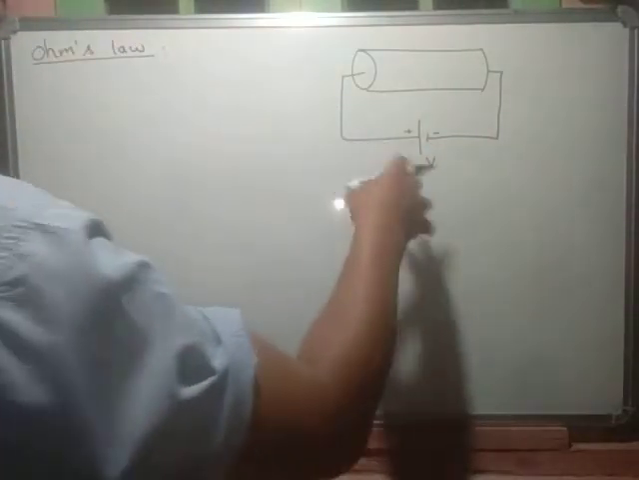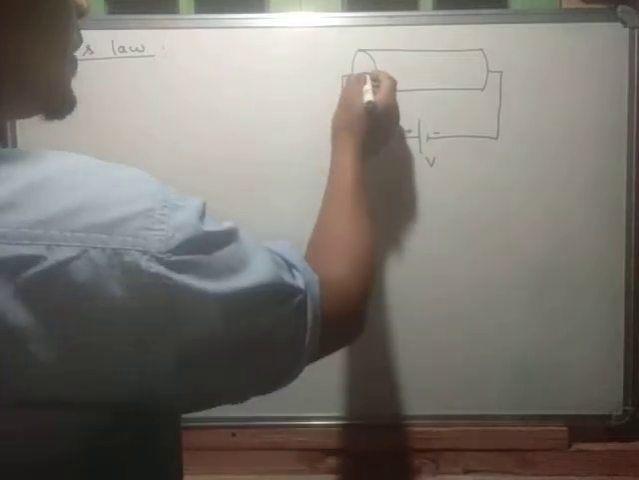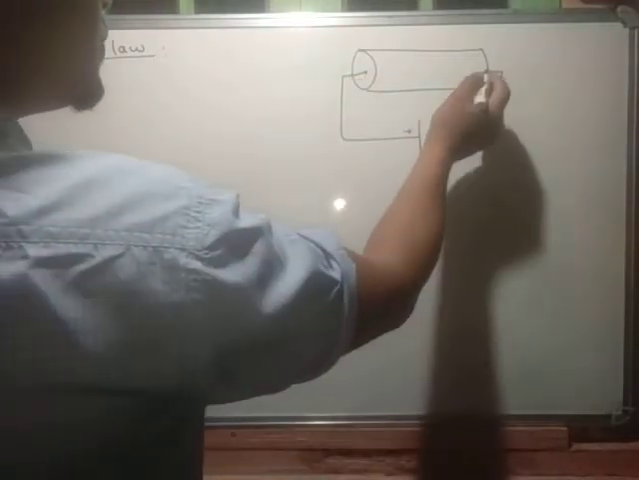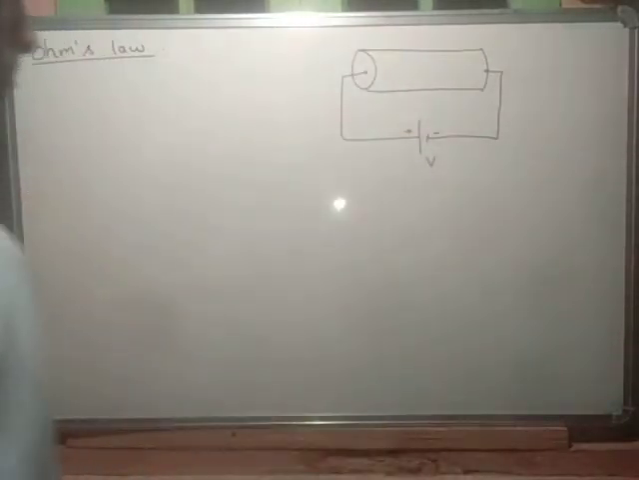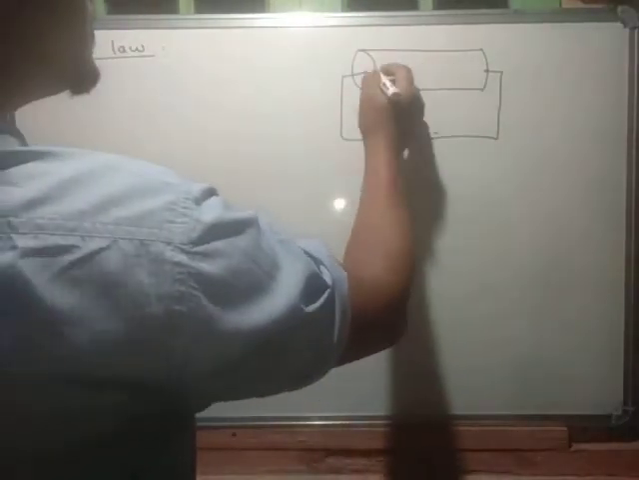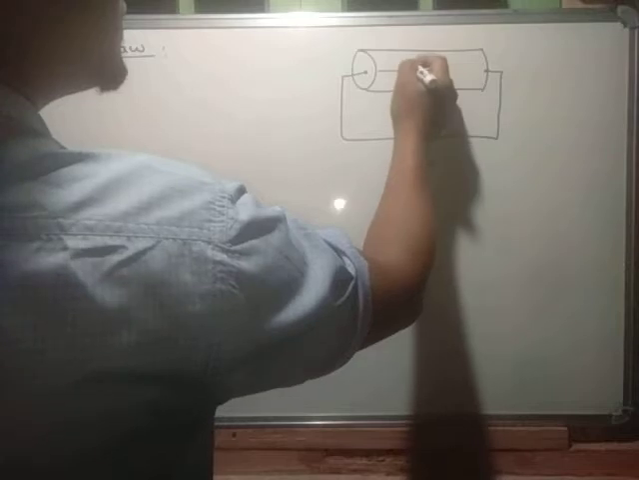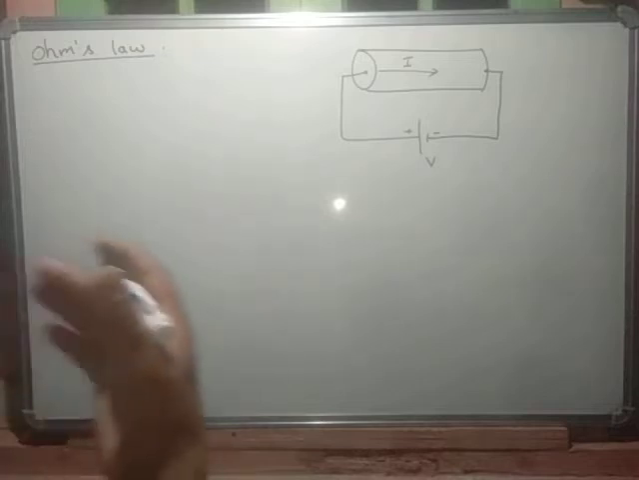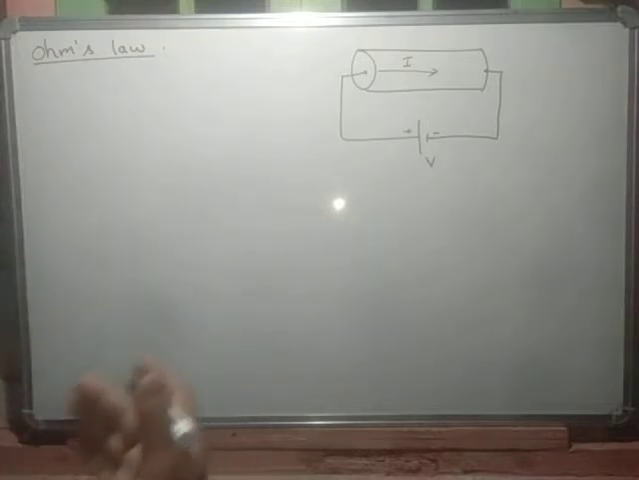When I say potential difference V, it means the amount of work done to carry a charge from this point to this point is equal to V. Suppose the current that is passing through this conductor is I. Then this relation that George Simon Ohm found is now commonly known as Ohm's law.